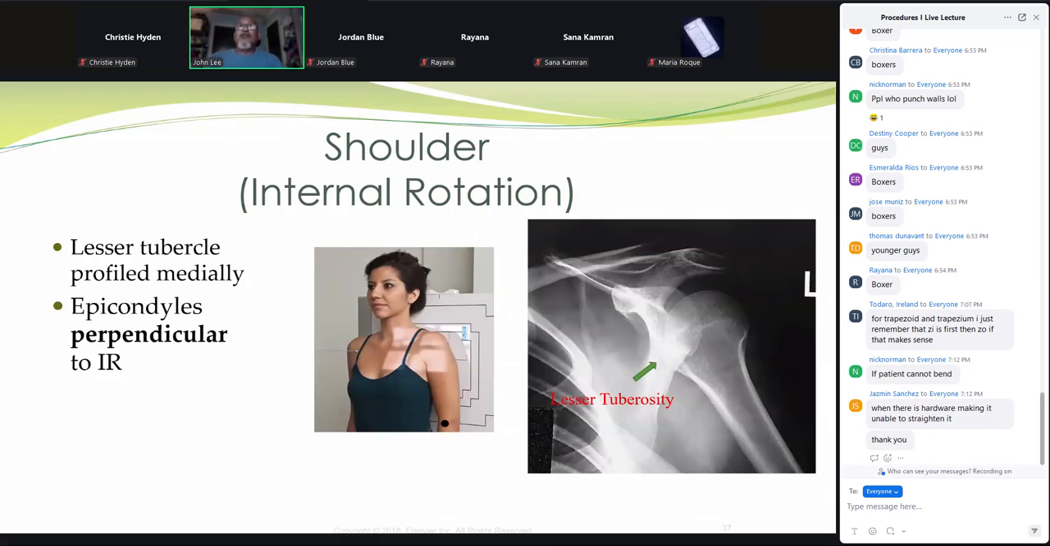Shoulder, our internal rotation. It's going to get our lesser tuberosity in profile. Okay, this is our internal rotation. In this position, just like with the humerus, those epicondyles, if we have a line going through them, that should be parallel to the CR, perpendicular to the IR.